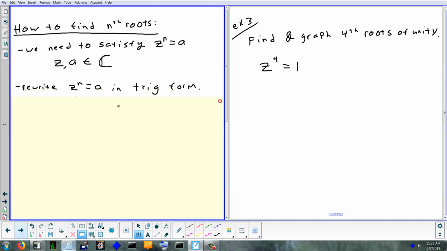So the first thing we're going to do is rewrite z to the n equals a. We're going to rewrite this equation in trig form. The left-hand side always starts out pretty much the same in every problem. The right-hand side is different depending on the number that's there.